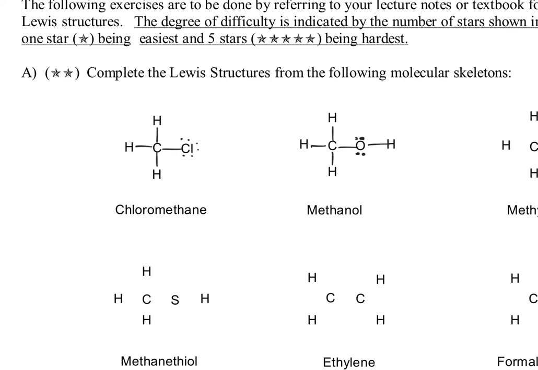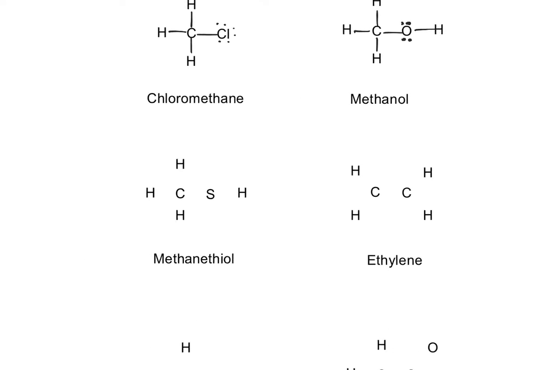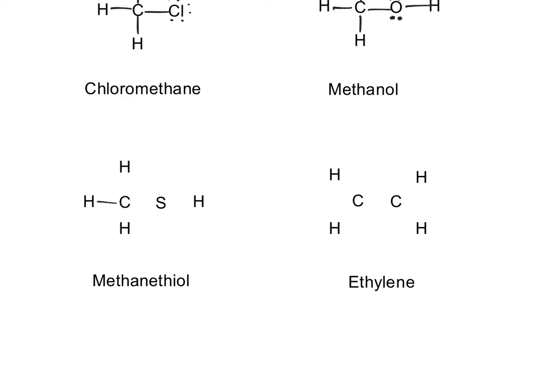Try to make those always add up to 4 pairs of electrons. So no bonds, 4 lone pairs. 1 bond, 3 lone pairs. 2 bonds, 2 lone pairs. 3 bonds, 1 lone pair, like the nitrogen here in methylamine. And 4 bonds, no lone pairs. Sulfur here is 2 bonds, 2 lone pairs. Sulfur is in the same group as oxygen, so 2 bonds is pretty typical there.